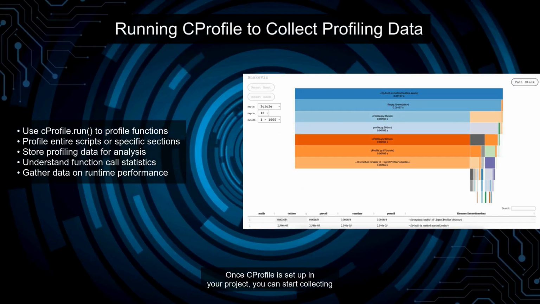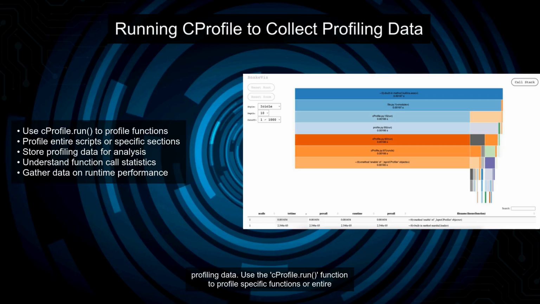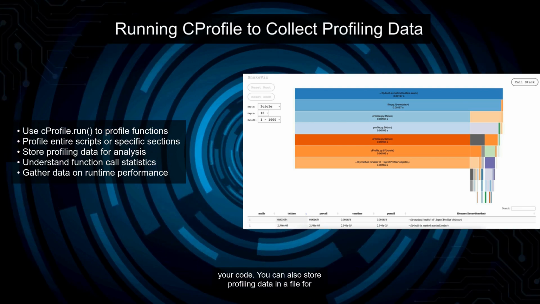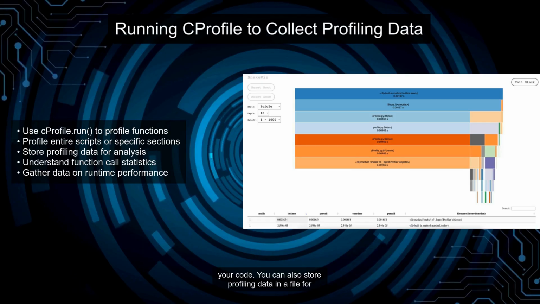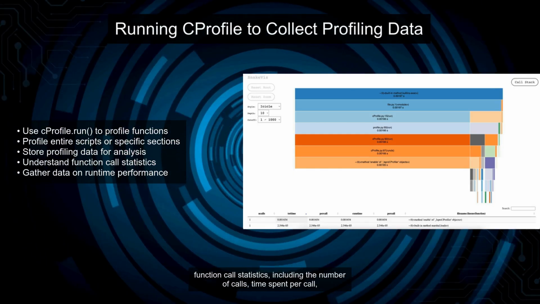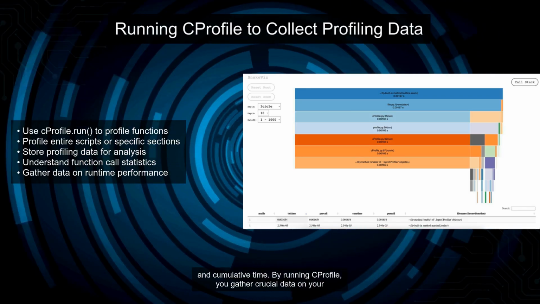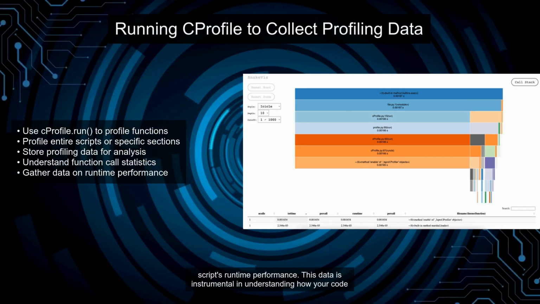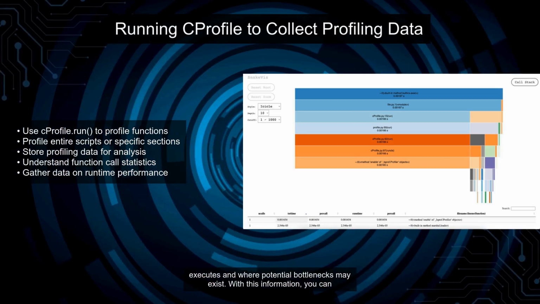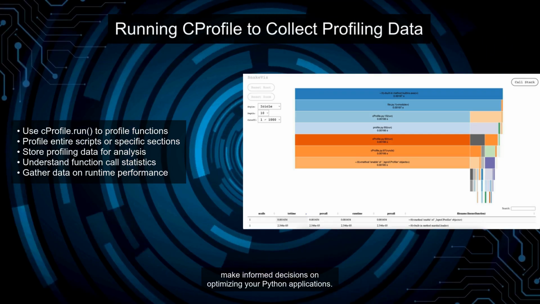Once Profile is set up in your project, you can start collecting profiling data. Use the cProfile.run function to profile specific functions or entire scripts. This function provides a comprehensive overview of the performance metrics of your code. You can also store profiling data in a file for further analysis by using cProfile.run(your_function, output_file). This allows you to review detailed function call statistics, including the number of calls, time spent per call, and cumulative time. By running Profile, you gather crucial data on your script's runtime performance. This data is instrumental in understanding how your code executes and where potential bottlenecks may exist. With this information, you can make informed decisions on optimizing your Python applications.